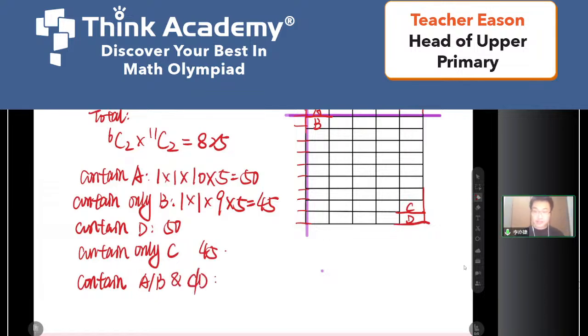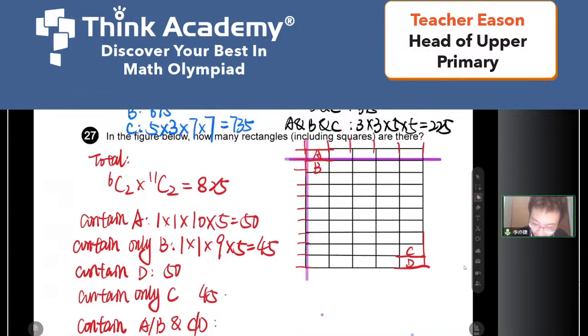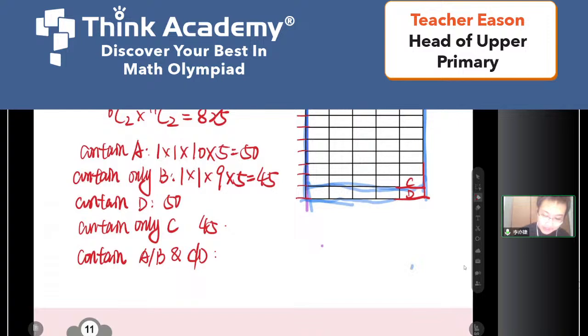So how many are there? Actually, there are 4. Because if we contain BC, right? So this is BC, BD, AC, and AD. Because they are at the end of the 2 grids, so only 4, right? So contain 2 corners, only 4. So these 4 are calculated twice.